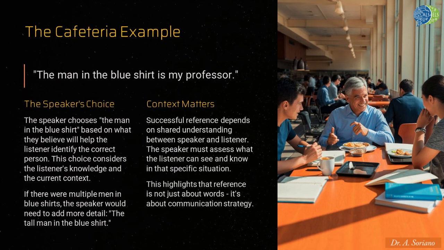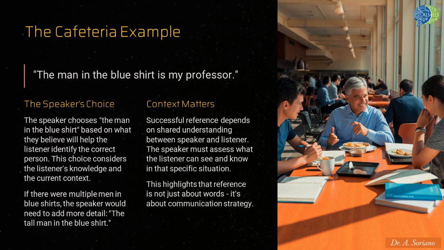Look at this scenario in the cafeteria. Imagine you and your friend are here, and you want to point out your professor. You say, "The man in the blue shirt is my professor." The speaker's job is an act of strategy. You chose the man in the blue shirt because you believed it would help your listener identify the correct person immediately. Your choice considered two things, the listener's knowledge and the current context.